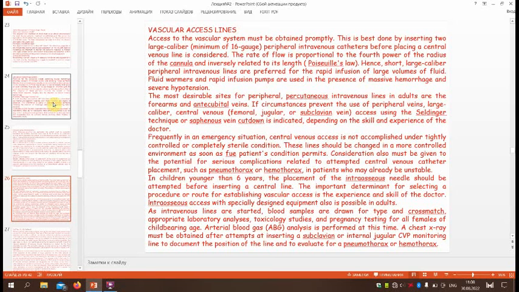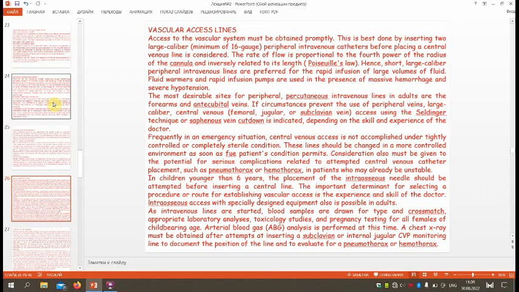In children younger than 6 years, the placement of intraosseous needles should be attempted before inserting a central line. The important determination for selecting a procedure or route for establishing vascular access is the experience and skill of the doctor. Intraosseous access with specially designed equipment also is possible in adults.